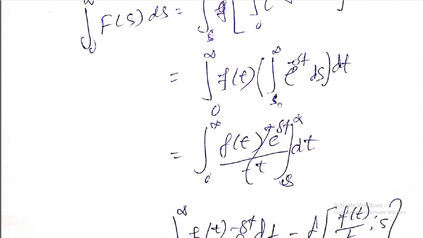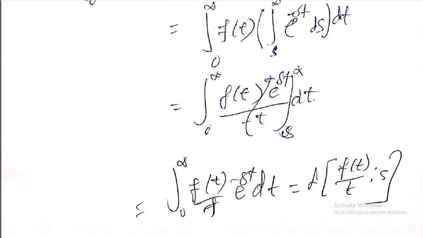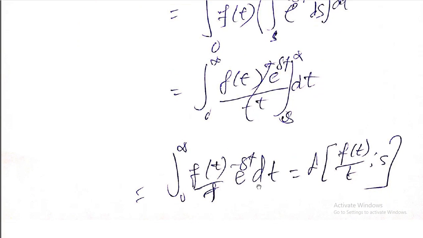Okay, so now you can see we have to integrate this with respect to s. It is quite simple. The integral of e to the power minus st is e to the power minus st divided by minus t, and the limits are from s to infinity.